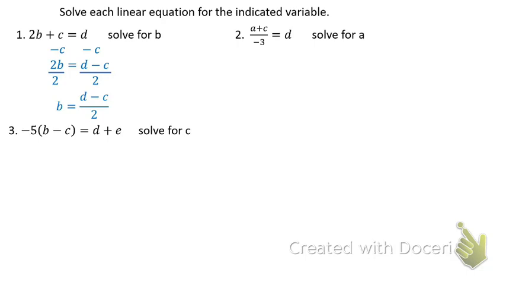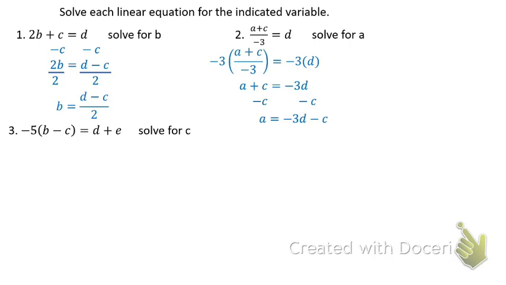For number 2, we want to isolate the a. Here we had a plus c divided by -3 equals d. So this one we're going to have to undo the division first. The way to undo the division is to multiply, so we'll multiply both sides by -3. This leaves me a plus c equals negative 3d. And I've almost got it, but I still have c on the wrong side. To fully isolate the a, we're going to undo the plus c, which means the inverse of adding c would be to subtract it. So we'll subtract c from both sides. And now we get a equals negative 3d minus c.